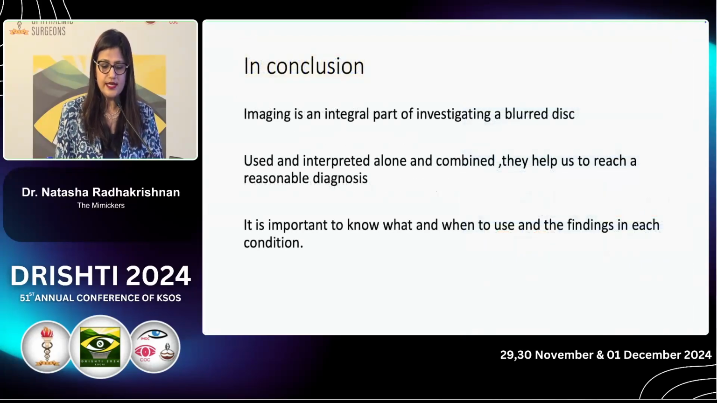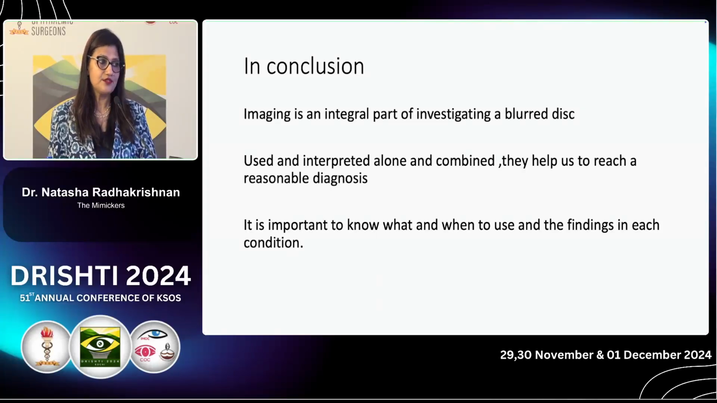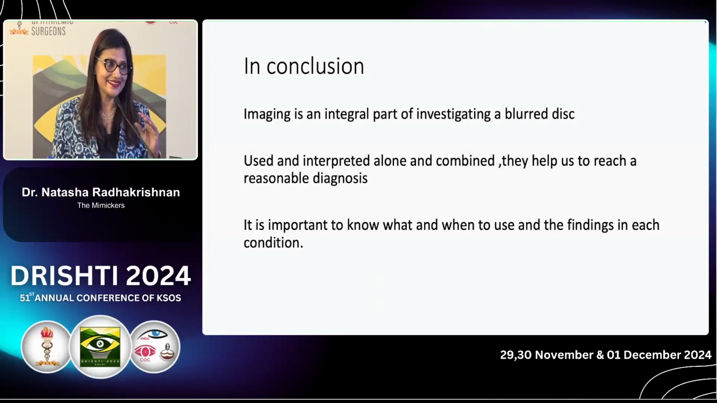So in conclusion, imaging is an integral part of investigating a blurred disc. Used and interpreted alone and combined, they help us reach a reasonable diagnosis. But it's important to know what and when to use, and the findings in each condition, if you want to differentiate the conditions. I have not gone into MRI, and I think that will be covered in the optic neuritis topic.